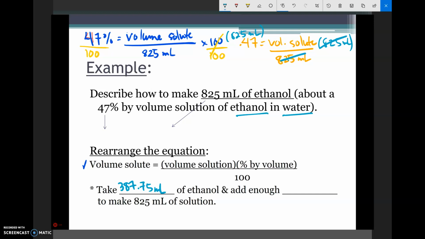And then if we made this, what we would do is we'd measure out that much ethanol, and then we'd add enough water to make 825 milliliters of solution. Or we could be really specific and say, well, let's figure out how much water that is. Our solution is 825 total, and we know our ethanol is 387.75 milliliters. We can subtract, and when we subtract that, we get 437.25 milliliters of water. So you can be more specific if you want to.